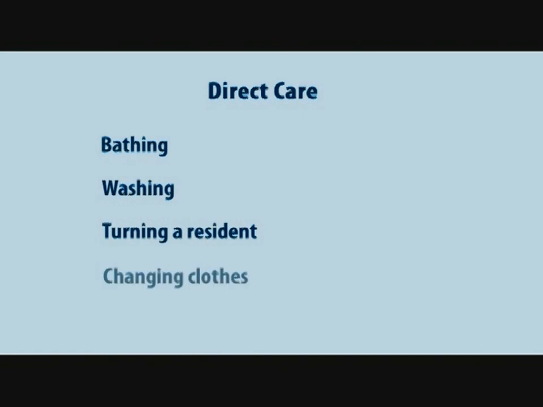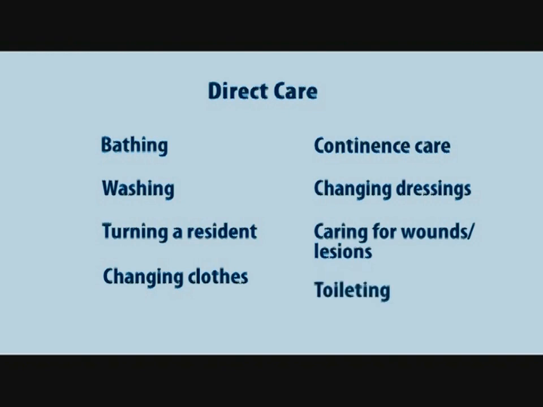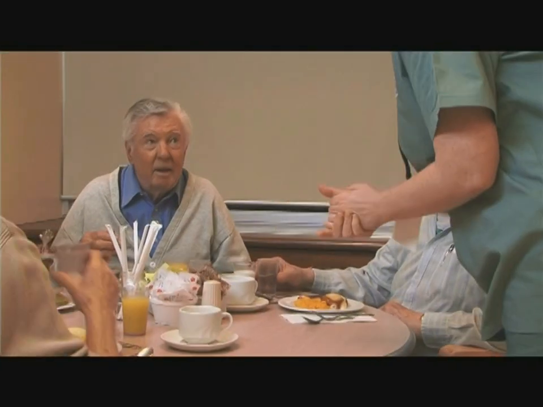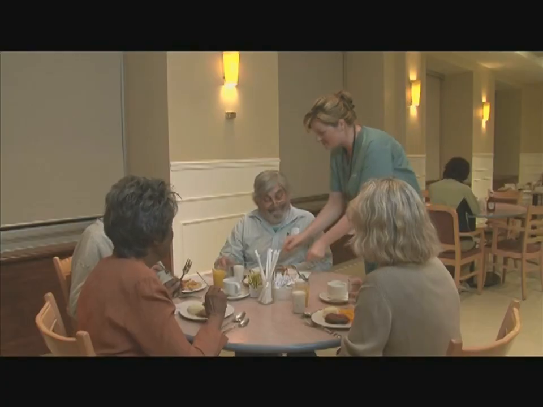followed. Direct care is hands-on care such as bathing, washing or turning a resident, changing clothes or providing continence care, changing dressings, and caring for open wounds or lesions, as well as toileting. For example, you're often doing continence care and toileting, which is direct care, so hands must be cleaned when finished. A common activity in the home is helping people eat or drink.